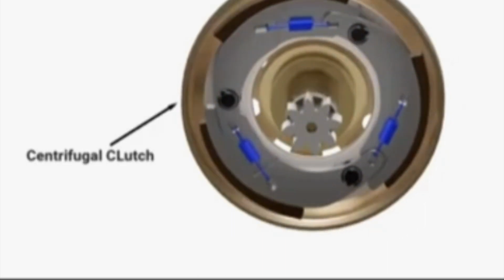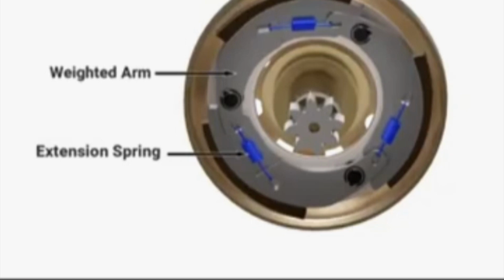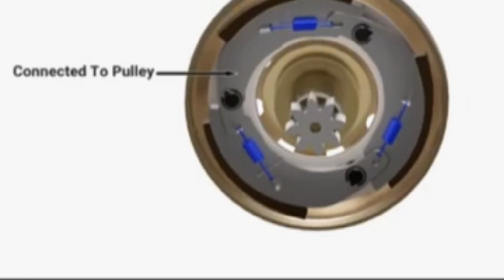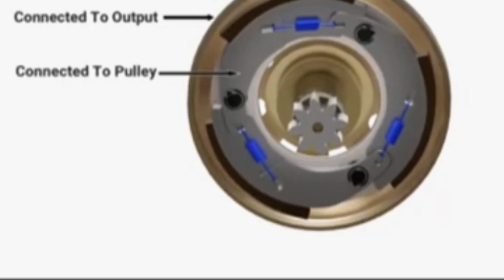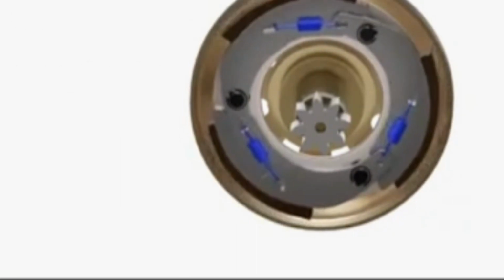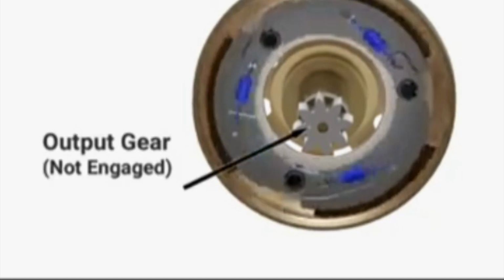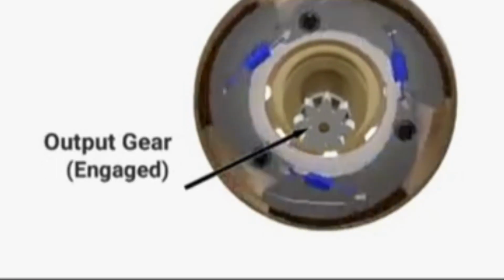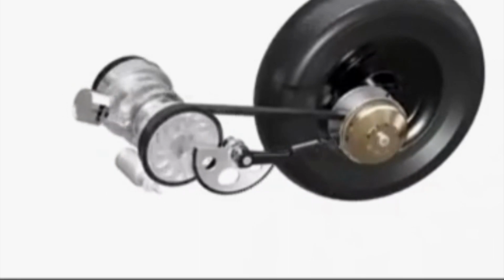This transmission system includes a centrifugal clutch assembly. The inner portion consists of weighted arms held in place by extension springs. These arms are connected to the pulley. The clutch housing is connected to the outer gear. When sufficient speed is reached, the centrifugal force causes the arms to swing outward, and the friction pads engage with the clutch housing. The clutch housing transfers power to the rear wheel through a gear train.